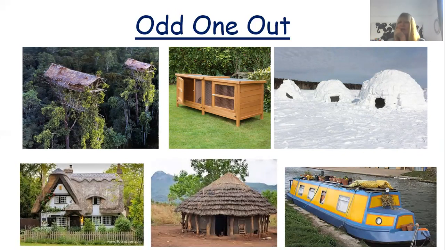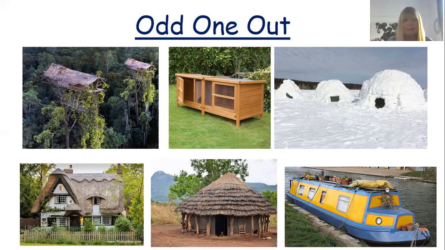So, odd one out. I can see one that's very, very obvious to me. I'm sure to you too. Do you agree? It's the little one in the middle of the top row, because that's not a home for a human being, whereas all the others are homes for human beings, homes that humans have built.